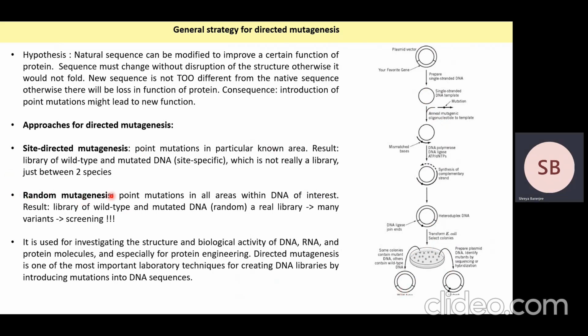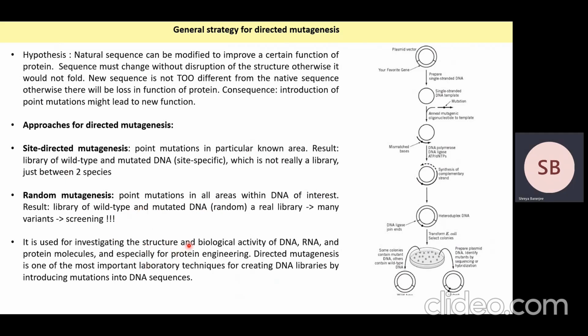Another way is the random mutagenesis, where point mutations occur within all areas of the DNA of interest. So random mutagenesis produces a much larger library, because in site-directed mutagenesis, you are only carrying out point mutations in a particular area, while random mutagenesis carries out point mutation in all areas within the DNA of interest. So a much larger library for screening is created in random mutagenesis.